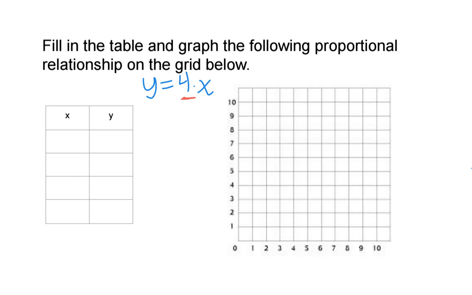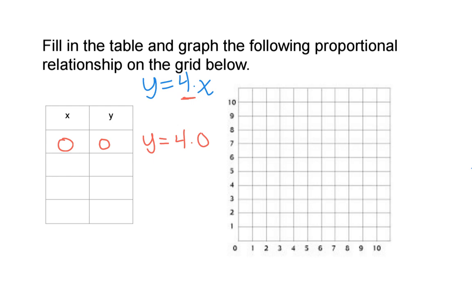So I'm going to start with 0 for x, and then what I'm going to do is take that equation and substitute in the x with a 0. So it's going to be y equals 4 times 0. And so then when we solve that for y, well, 4 times 0 is just 0. So that first row in the table is going to be 0, 0. That's going to be our ordered pair when we go to graph it, which we'll get to in a moment.